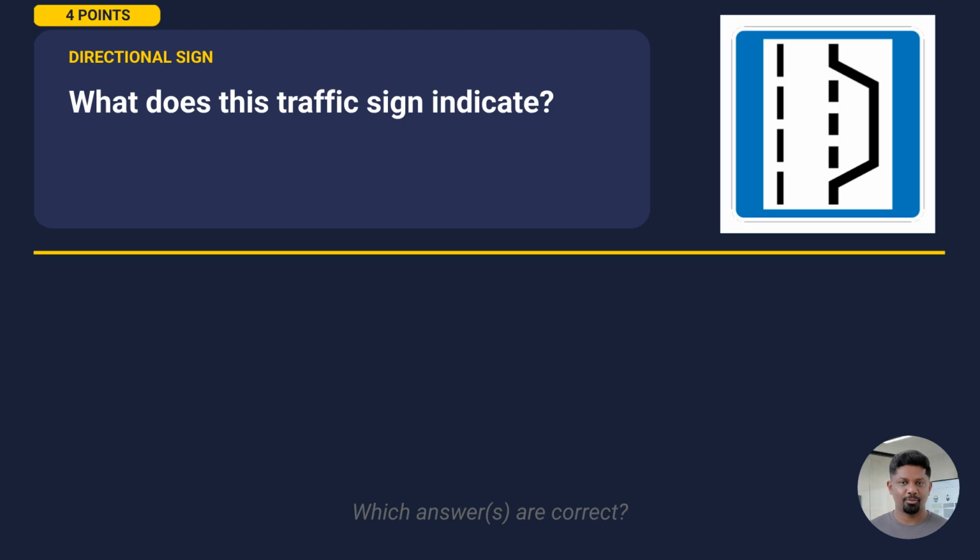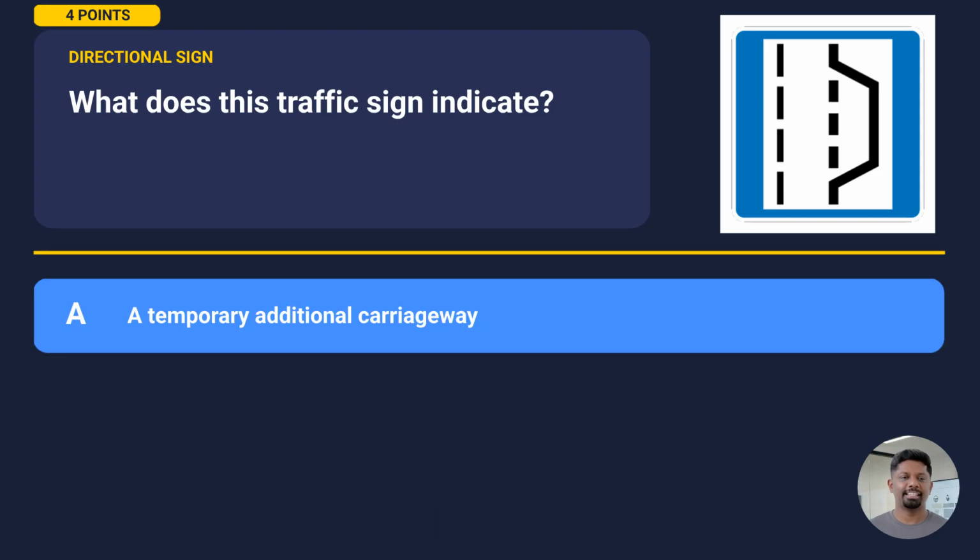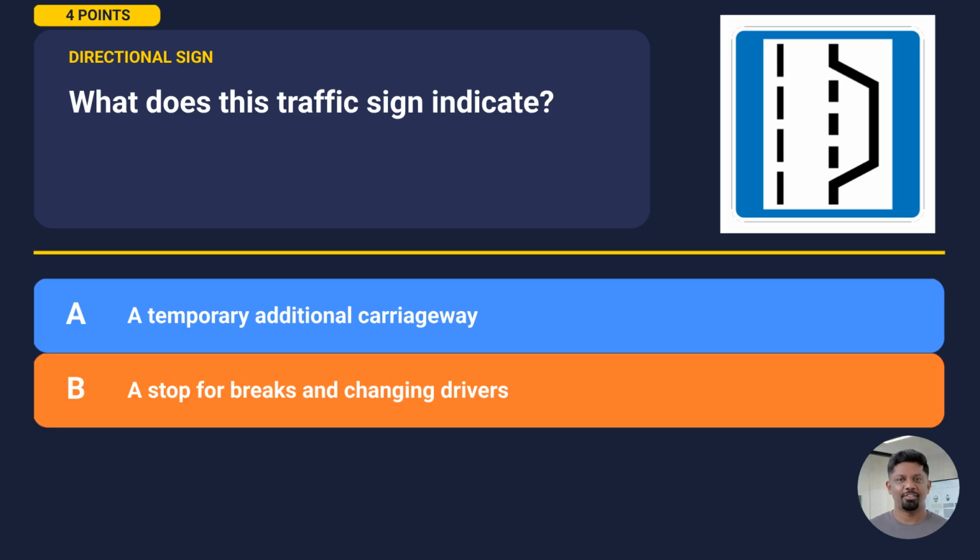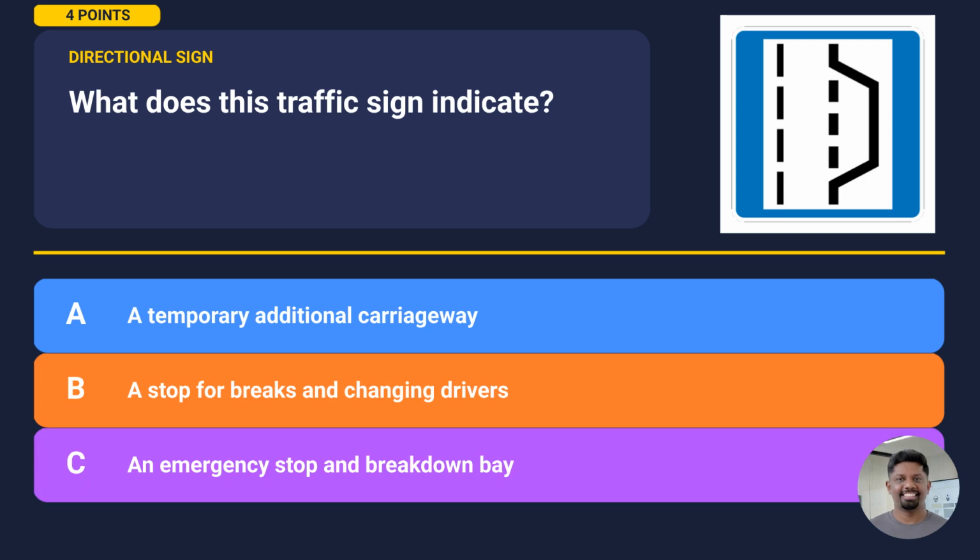Okay, next up, what does this traffic sign indicate? Take a moment to look at the options. Option A, a temporary additional carriageway. Option B, a stop for brakes and changing drivers. Option C, an emergency stop and breakdown bay. If you want more time, pause now. Otherwise, let's jump to the answers.